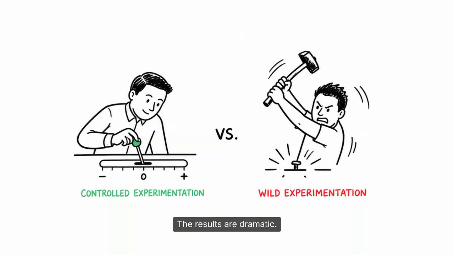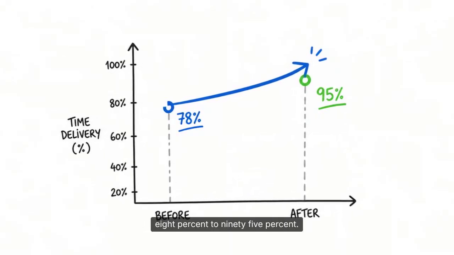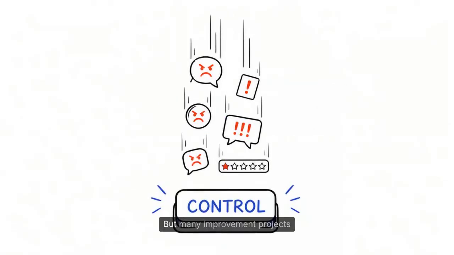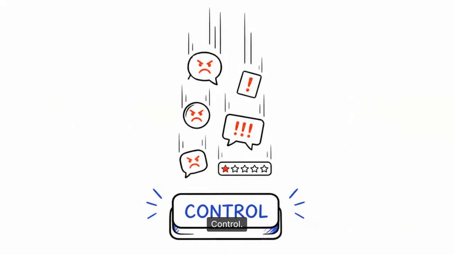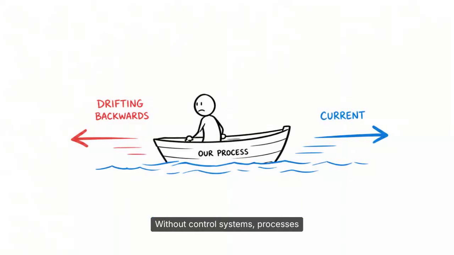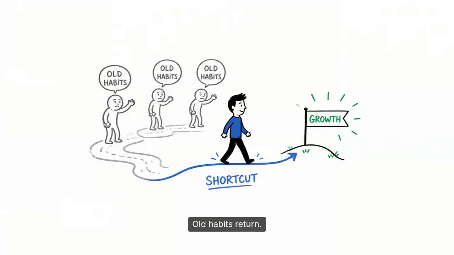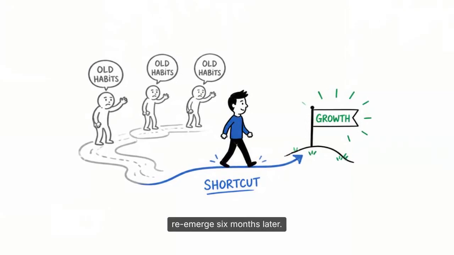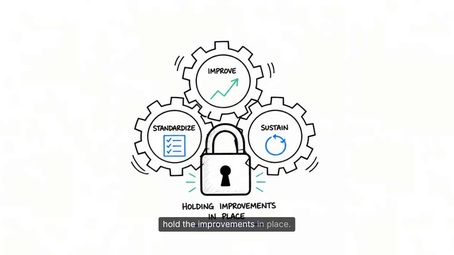The results are dramatic. On-time delivery improves from 78% to 95%. Customer complaints begin falling almost immediately. But many improvement projects fail at the final stage: Control. Without control systems, processes slowly drift backwards over time. Old habits return, shortcuts appear, the same problems quietly reemerge 6 months later. So, DMAIC creates systems that hold the improvements in place.